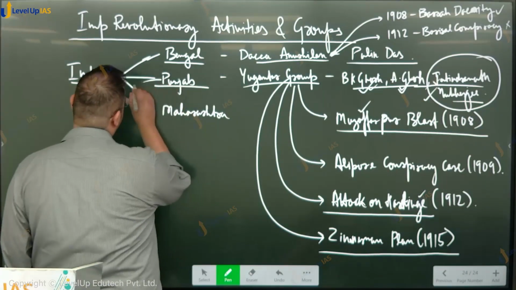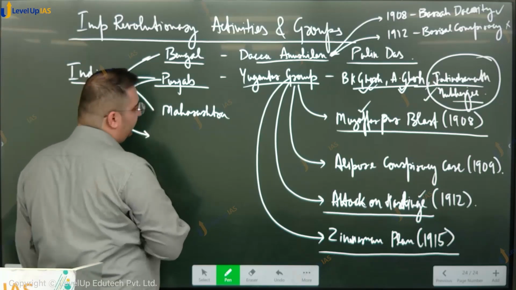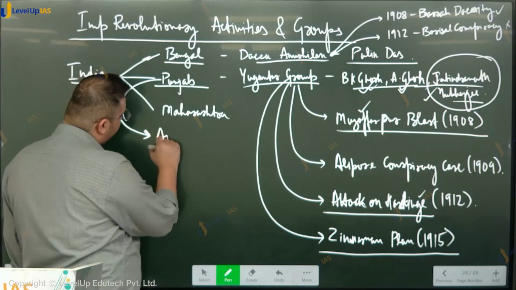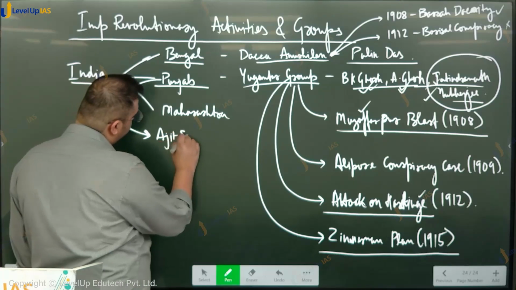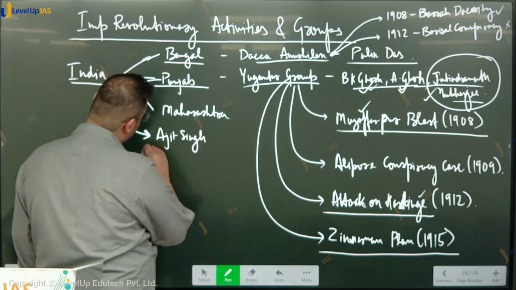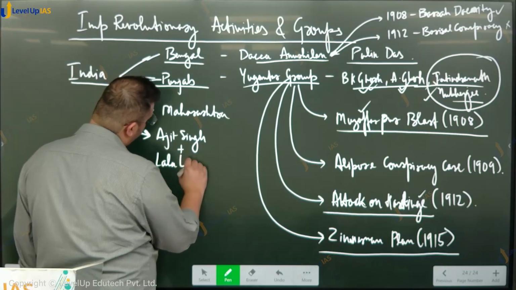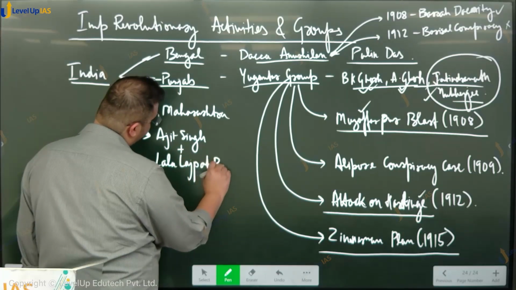Punjab में revolutionary activities were organized by Ajit Singh and Lala Lajpat Rai.